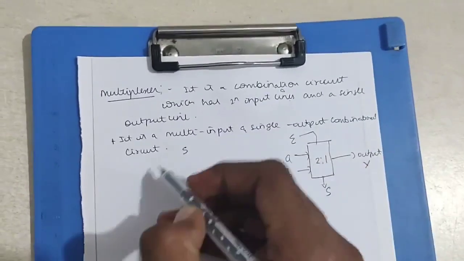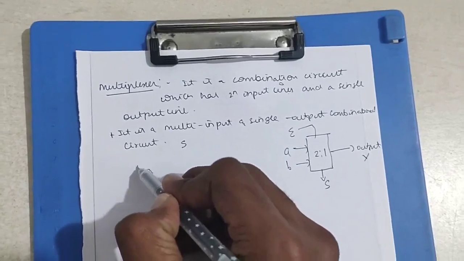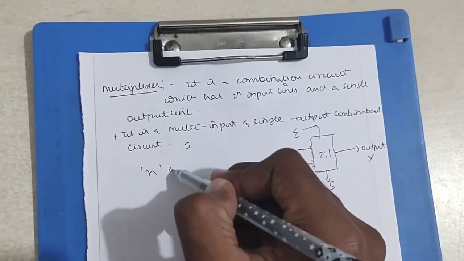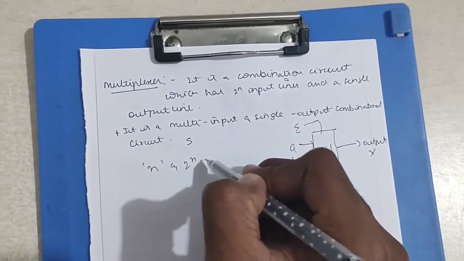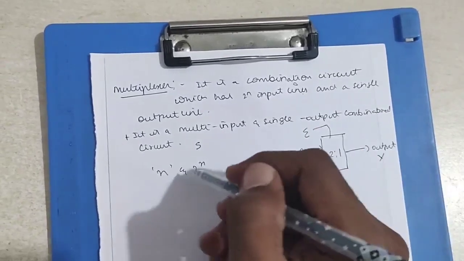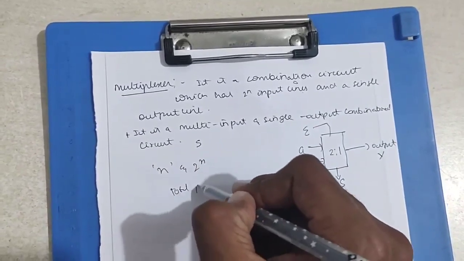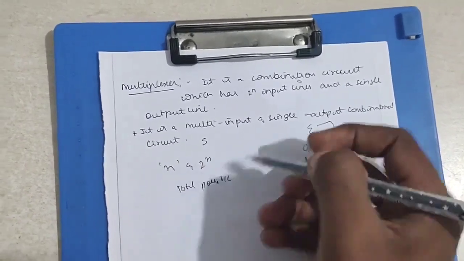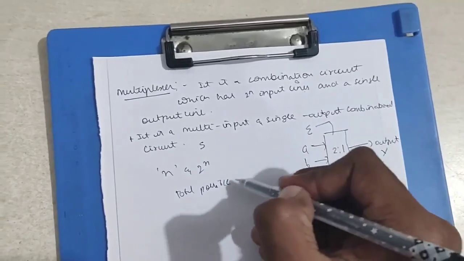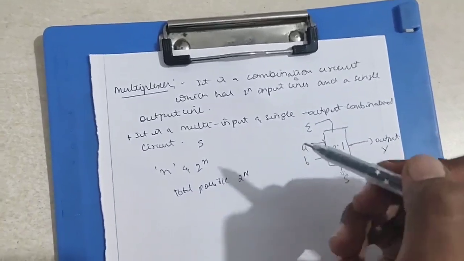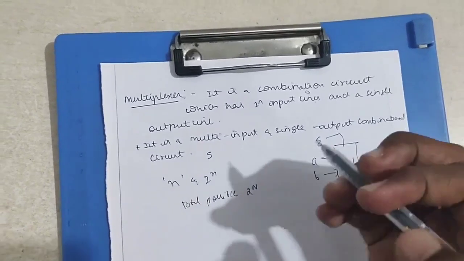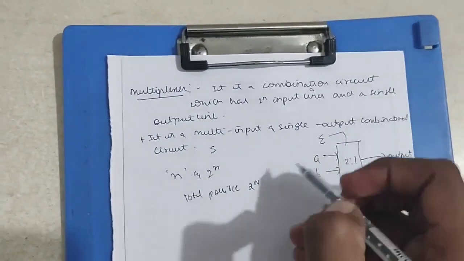The selection lines will be n in number, and the input lines will be 2 to the power of n lines, which is the total number of possible input combinations. A multiplexer can also be called a mux.